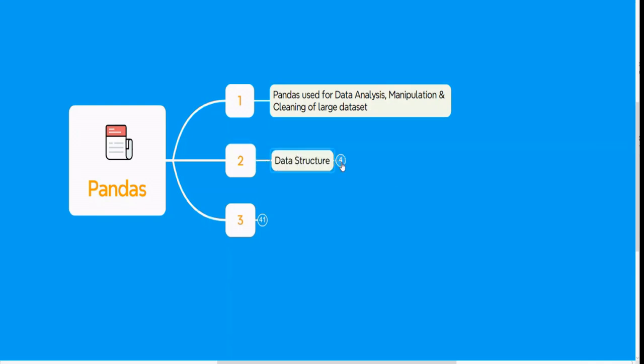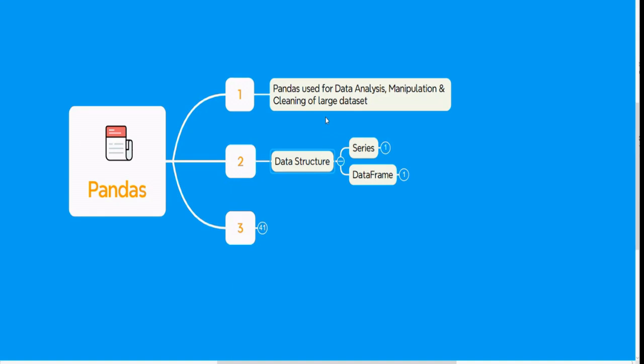So, the data structures of pandas. In NumPy, we had only one data structure, which is array. In that array, we can either create it as a single dimension array, or a two-dimension array, or a multi-dimension array also.